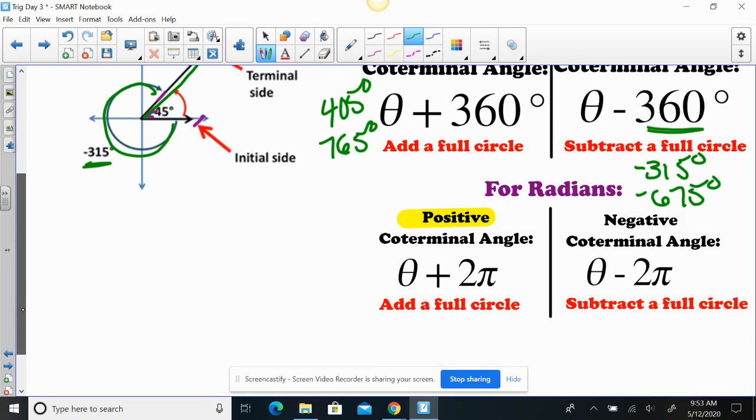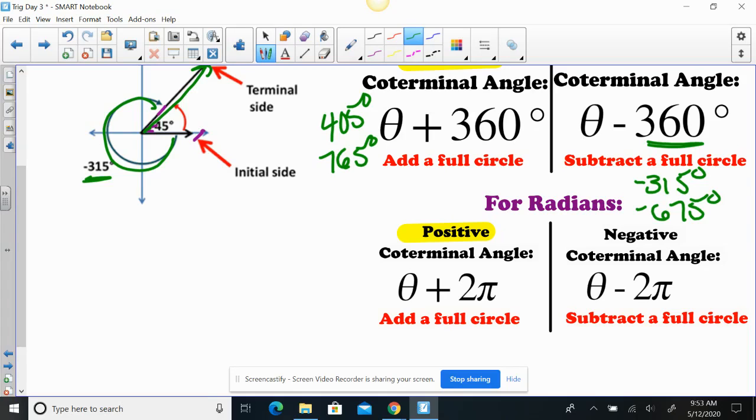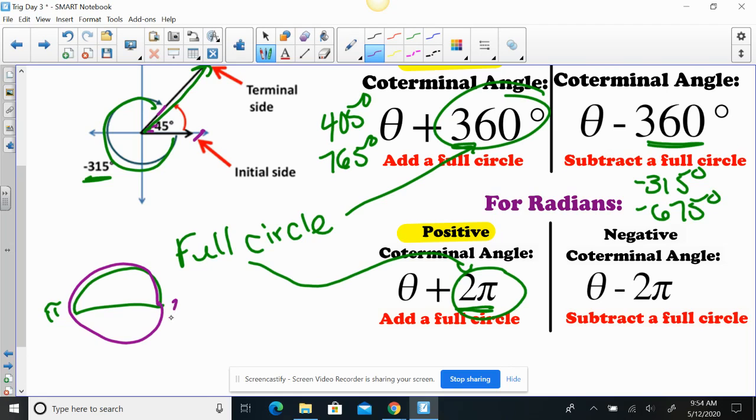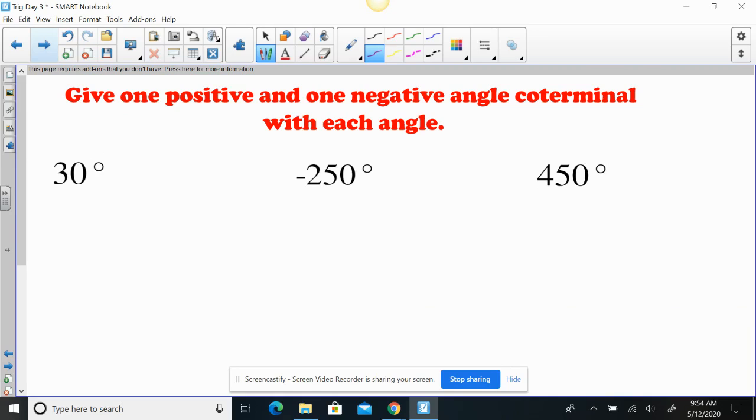Now, if they were to ask you to find a coterminal for a radian, in radians, remember, all the way around a circle, a full circle in degrees is 360. A full circle in radians is 2 pi, because remember, here to here is pi, and in order to go all the way around, I need 2 of those. All right, so let's try some. Give one positive, one negative angle, and then unpause. So pause, try it, and come back.